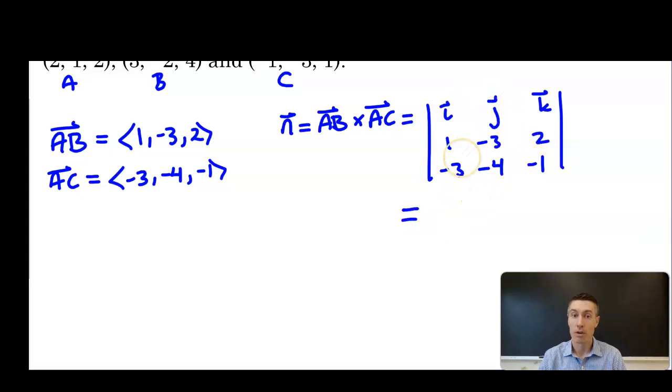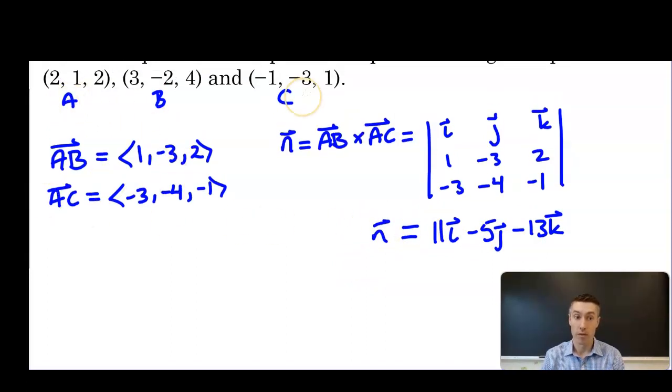Okay, so if you did that, whether you use cofactor expansion or your diagonal method, we should find 3 minus negative 8, so plus 8, so 11i, and then negative 1 plus 6, so that's 5, but j is negative, so minus 5j, and then k, negative 4 minus 9, so negative 13k. So there's our normal vector.